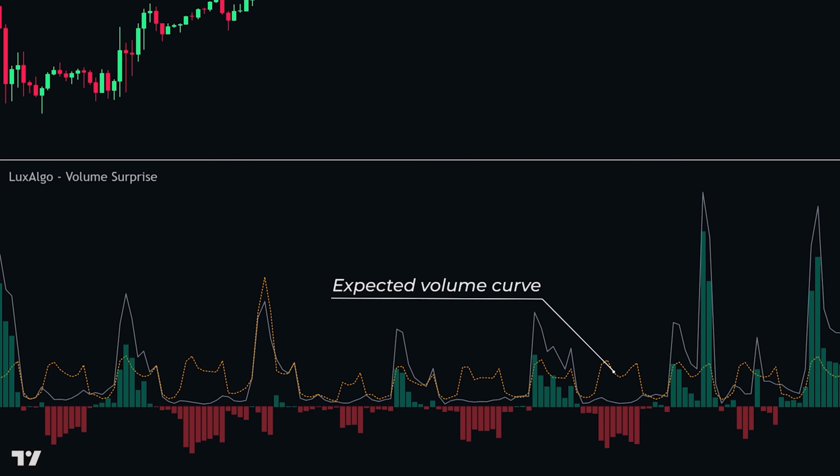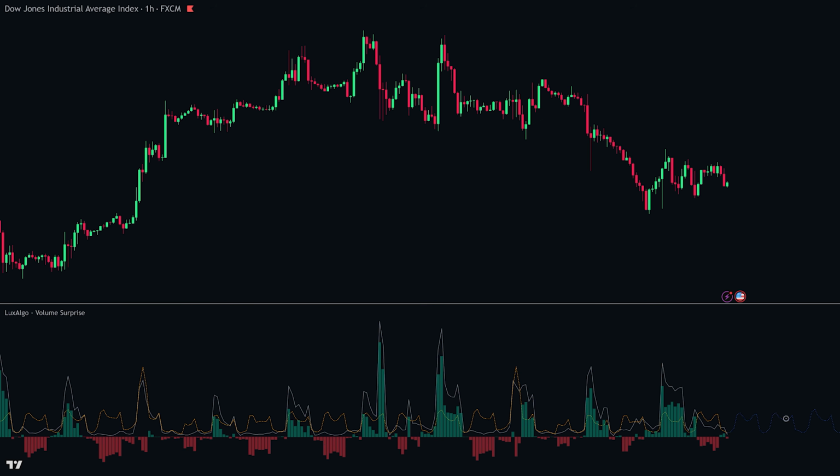The orange or blue line you'll see running through the middle is the expected volume curve. It tells you what the usual trading activity looks like for that specific time based on past data. Sometimes, you'll also notice a dotted line extending forward. That's the forecast, showing the periods when volume is expected to rise or fall in the near future. So, whenever you see a big green spike above the expected line, that's a volume surprise, a clear sign that something unusual is happening behind price action, like a breakout, news reaction, or institutional entry.